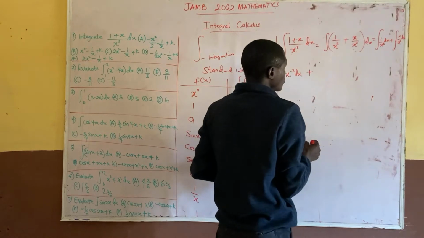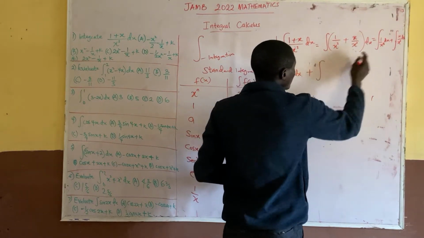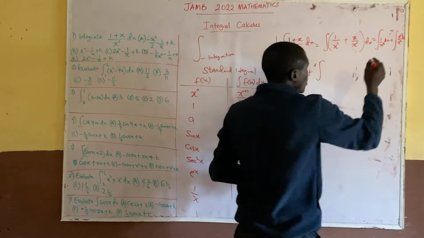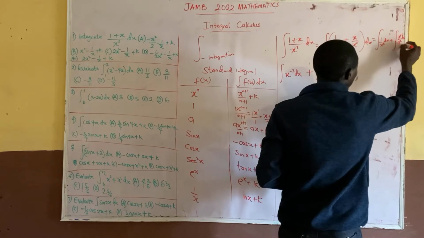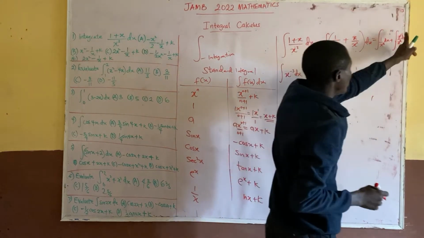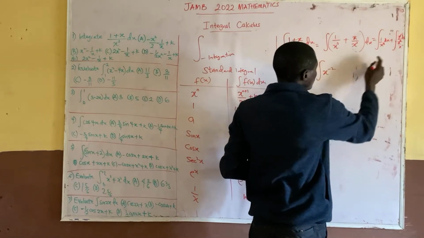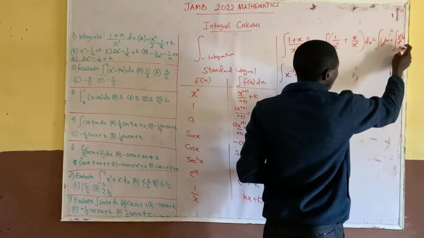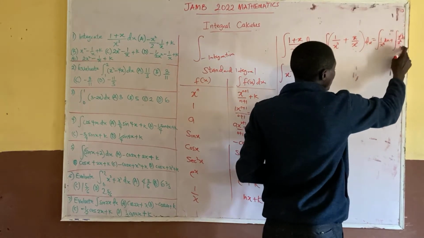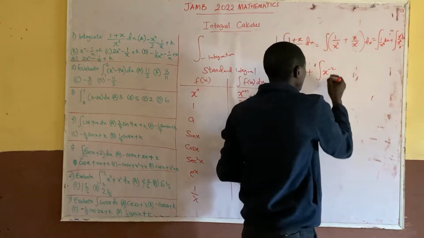Plus the integral of, now x will cancel one of the x. What we have left here is x raised to power 2, so 1 over x raised to power 2. 1 over x raised to power 2 can be written as x raised to power minus 2. Remember, this is 1 all over x power 2. So when it's flipped up, we get x raised to power minus 2 dx.